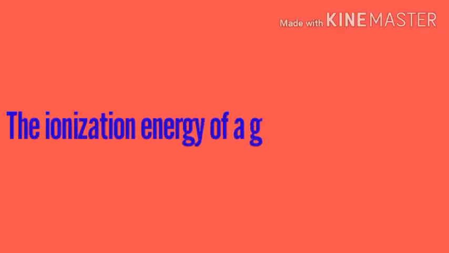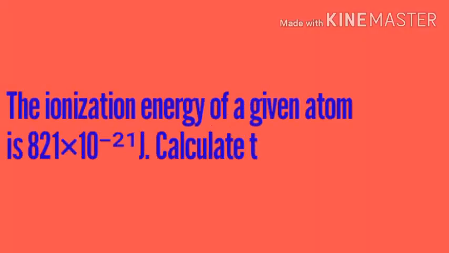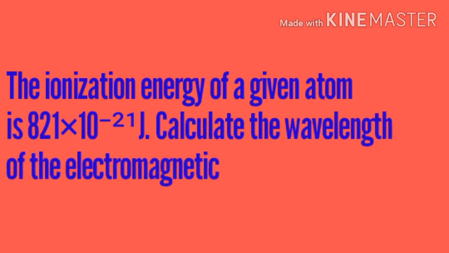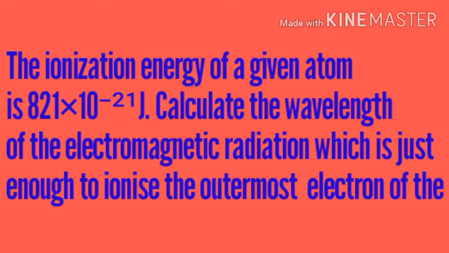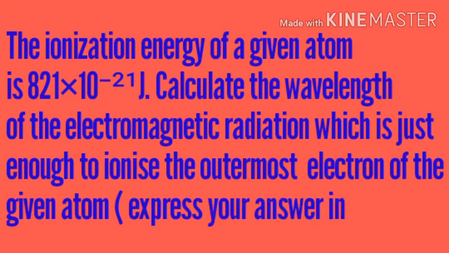Now let's do this question. The initial energy of a given atom is 8.21 exponential minus 21 joule. Calculate the wavelength of the electromagnetic radiation which is just enough to ionize the outermost electron of the given atom. Express your answer in nanometer.